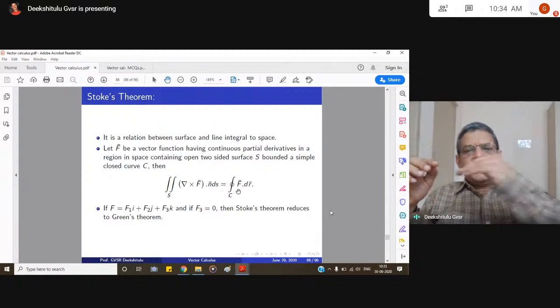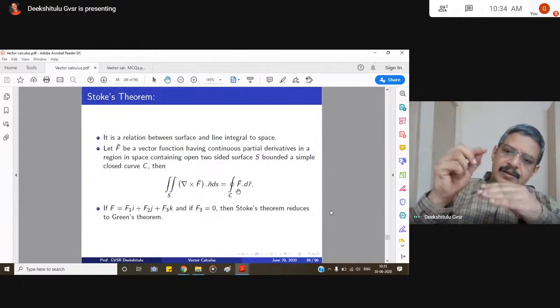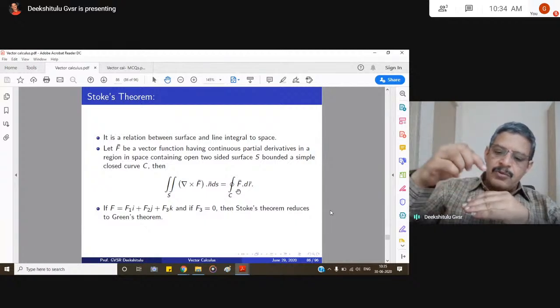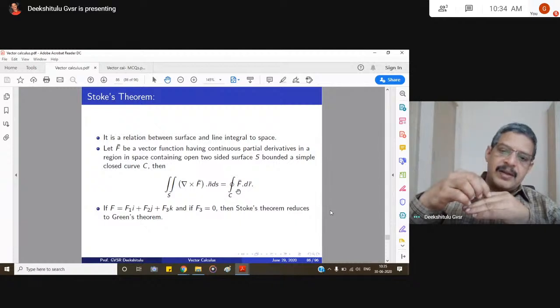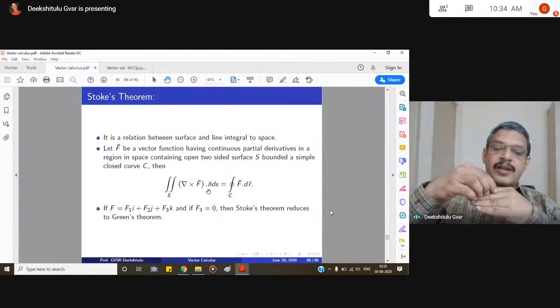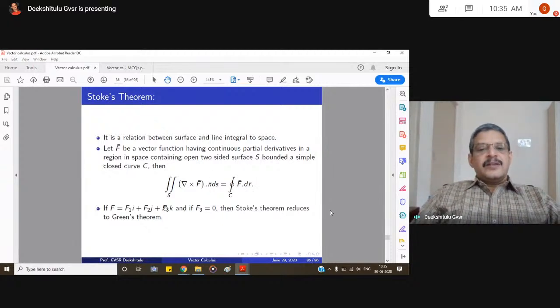That means if this is a surface, just take a small element on this surface called dS. Okay, this element. So if the outward normal drawn to this small element is n bar, then n bar dS is the area element with the direction normal to the surface, that is called vector area. And curl F dot n dS is equal to the integral over C of F dot dr.